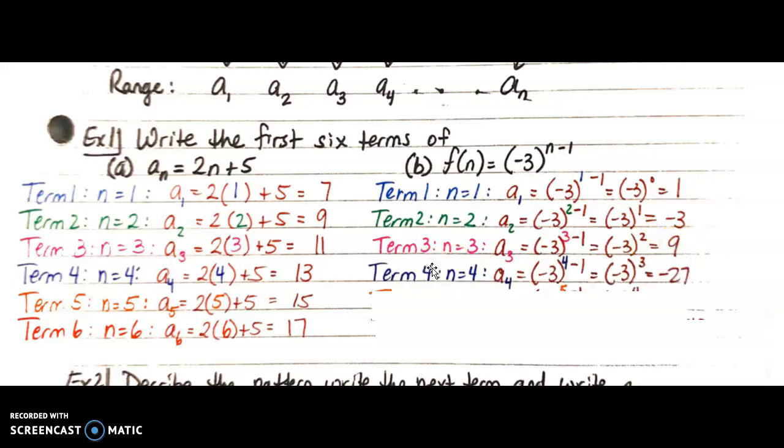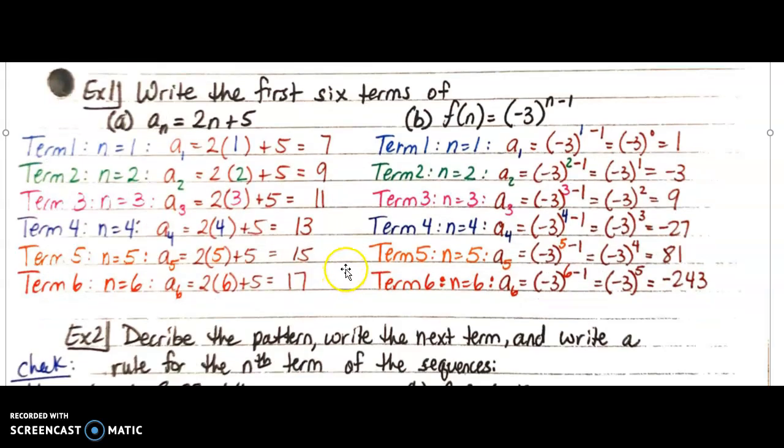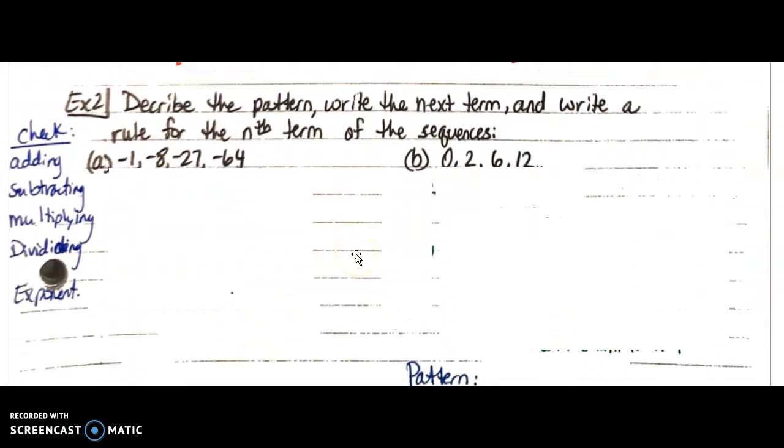For the fourth term, n equals 4. A sub 4 equals negative 3 to the 4 minus 1, and so on. Fifth term, n is equal to 5. We plug in. Sixth term, n is equal to 6. We plug in. I would suggest pausing here so you can get this all down. But the idea is that whatever term you go to, the n is the placement of the term, and that gets plugged into our equation to figure out the actual value of our term. So these are our domains. These are the ranges here. Once you're done copying that down, we can go on to the second example.